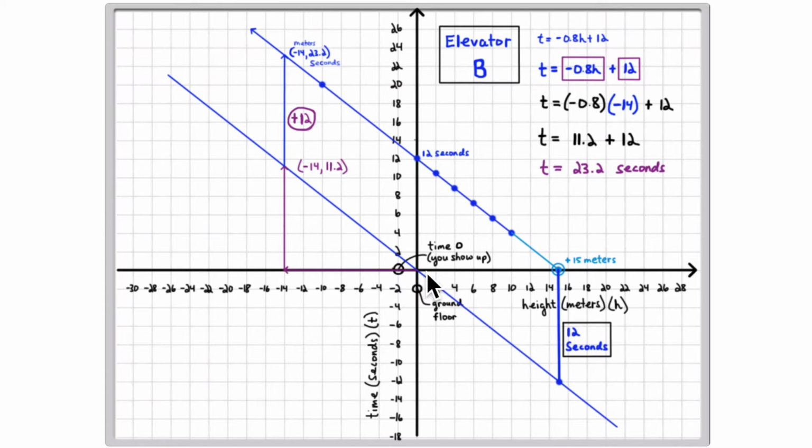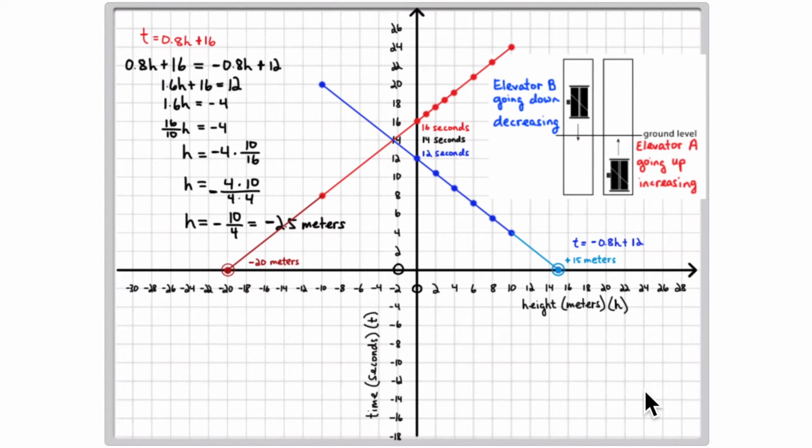But it's not starting at ground level. It's starting 15 meters above ground. It's starting here. So you have to add these extra 12 seconds to get the time that it takes for this elevator to get to negative 14 meters, because it has to travel these extra 15 meters and then another negative 14 meters. So that takes 11 2/10 seconds plus that additional 12 seconds that the elevator was behind. So that gets you to a negative 14 meters in 23 2/10 seconds.